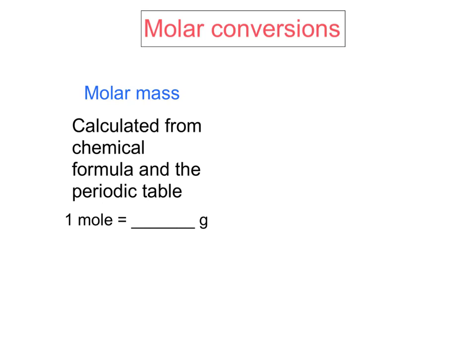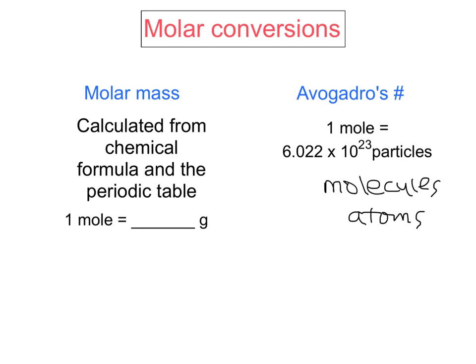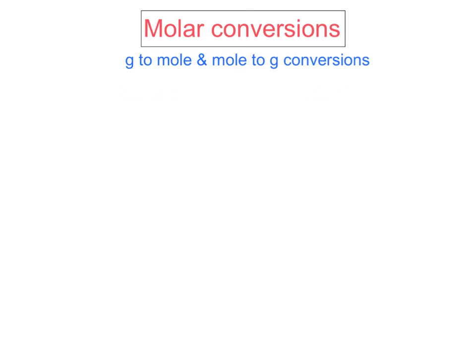The other piece of information you need is Avogadro's number. And you found out Avogadro's number is 1 mole is equal to 6.022 times 10 to the 23 particles. Now in the past we've talked about particles, and particles can either be molecules or atoms. You will end up using one or the other or both depending on what the question is asking you to convert. So let's begin with gram to mole and mole to gram conversions.